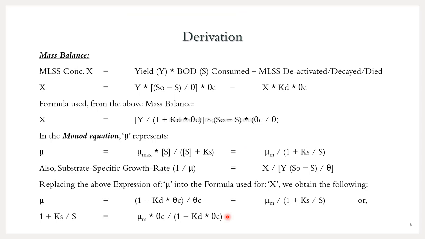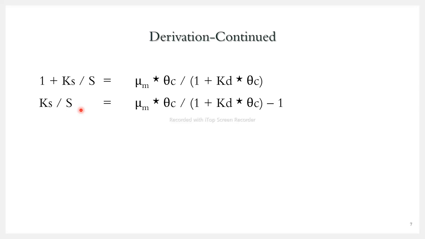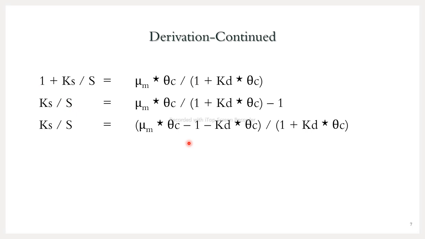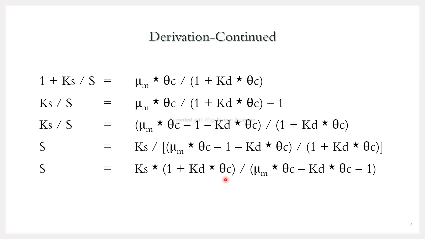You just look into this equation. We are starting from what we just derived last, and by continuation we subtract one on the right hand side and it becomes something like this. So this gets common and this comes into the denominator with a minus sign, this entire thing whole divided by whatever the denominator of the first term. Then S comes at the right hand side and this entire thing comes at the left hand side and it gets flipped. So S equals Ks divided by this whole thing, which gets flipped again. So S becomes Ks into the denominator 1 plus Kd into theta c, whole divided by this entire denominator.